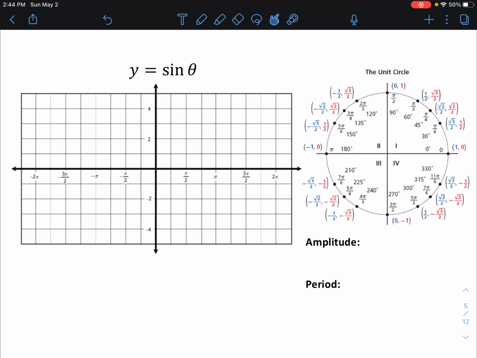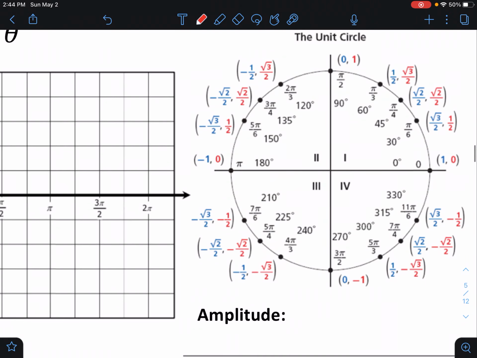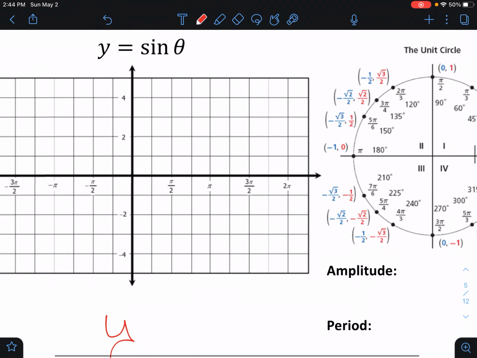So remember, in the unit circle, sine is y. So when we're looking at sine, we're really looking over here at these red values. We're going to start with 0 radians. So 0 radians right here. What is the value of y? It's 0. So how do I plot that? Well, at 0 radians, the output is 0. So 0, 0.